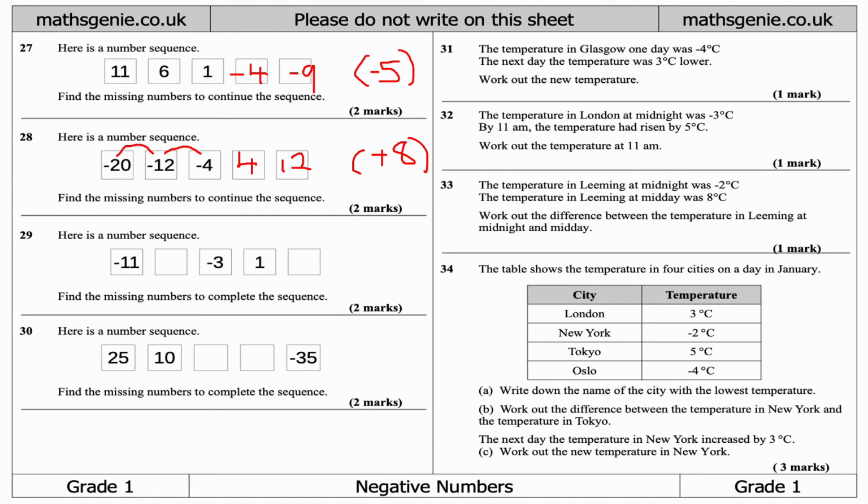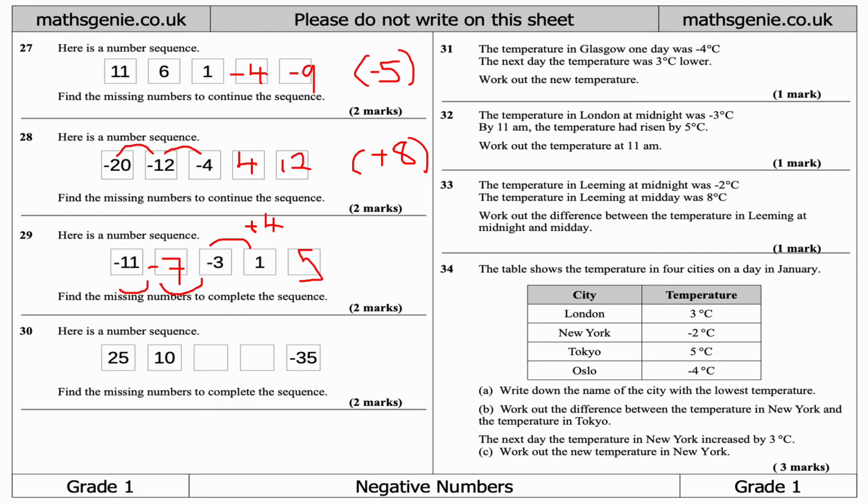Okay, question number 29. Here is a number sequence. Minus 11, something, minus 3, 1, something. Well, minus 3 to 1, I'm going to add 4. 1 plus 4 is 5. So going backwards this time, negative 3 subtract 4 is negative 7, and you can check by saying negative 11 plus 4 is negative 7, okay, for that one.